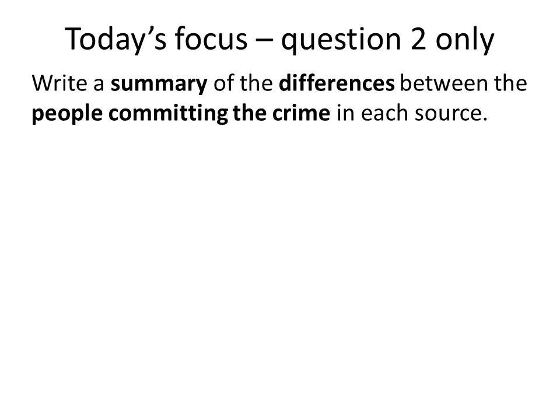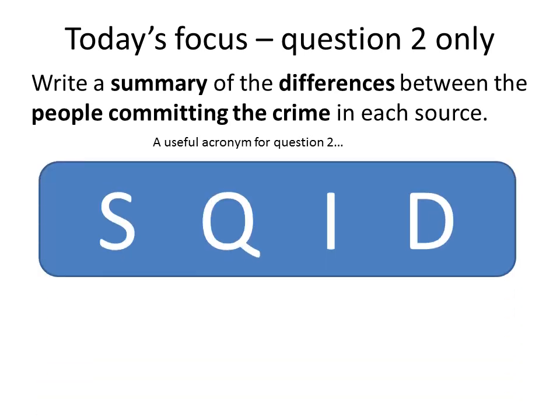Okay, so hopefully you've got this question written down now. It's the one that we're going to look at today, and we're going to be looking at 2 extracts to help us answer it. So write a summary of the differences between the people committing the crime in each source. Now the very first thing I'd like you to write down under that question is the acronym that we use and that I like to teach for tackling this question. And this is the acronym that we use. SQUID, without the U. Quite easy to remember, and it stands for this.